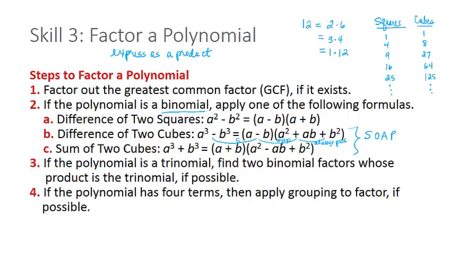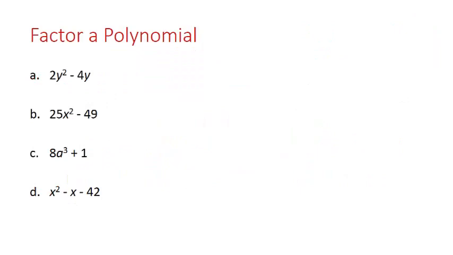Now, if the polynomial is a trinomial, we're going to try to find two binomials whose product is that trinomial. So thinking about doing reverse FOIL. And if the polynomial has 4 terms, we're going to use something called grouping to factor. So now we're going to look at some examples of each of these to hopefully give you some understanding of that. I have 2y squared minus 4y.